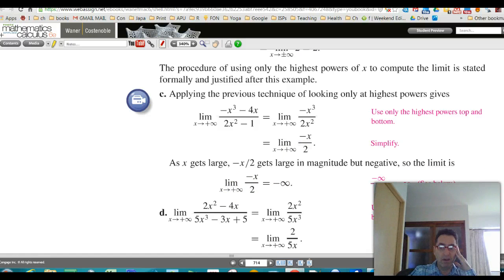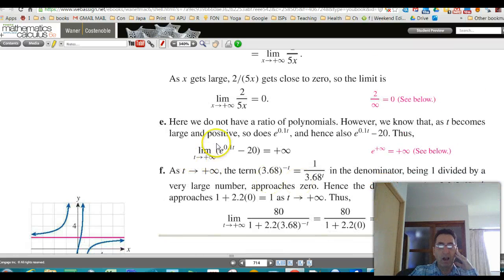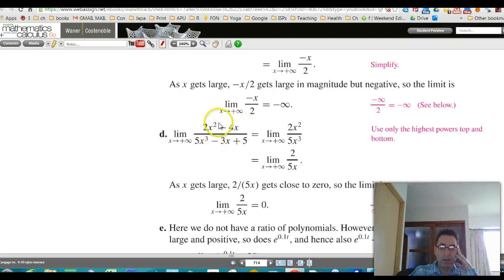Okay, let's go to the next one. The terms with the highest powers are this and this, this and this. Canceling, we get this, and then letting x go to infinity, you get 0, so the whole thing goes to 0. Okay, now the next one, here we do not have a ratio of polynomials, right? These were ratios. This is a polynomial, and this is a polynomial, so this is a ratio of polynomials.